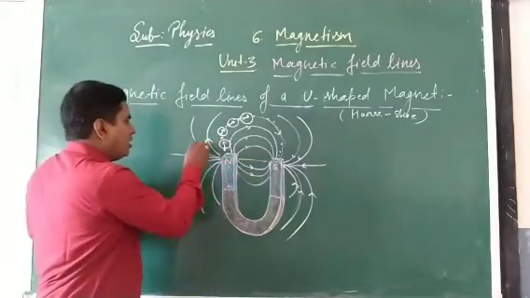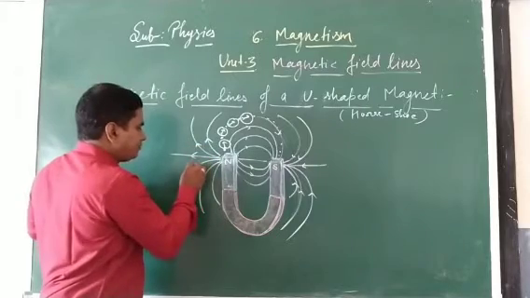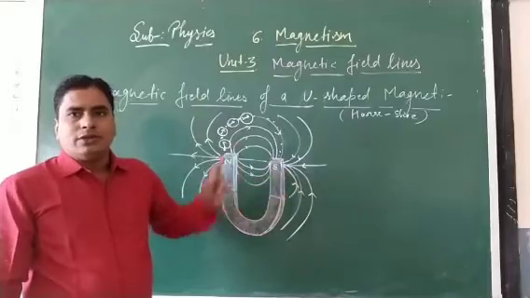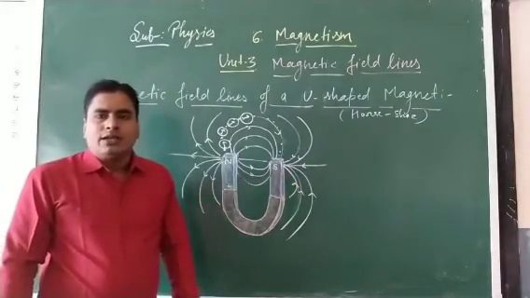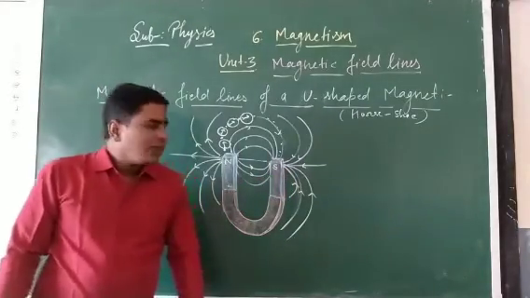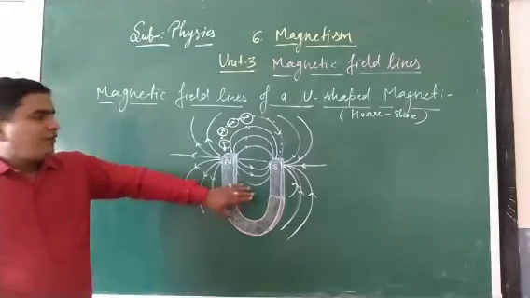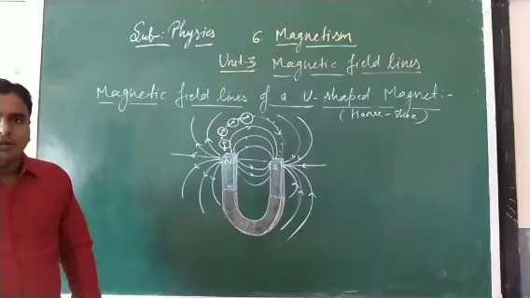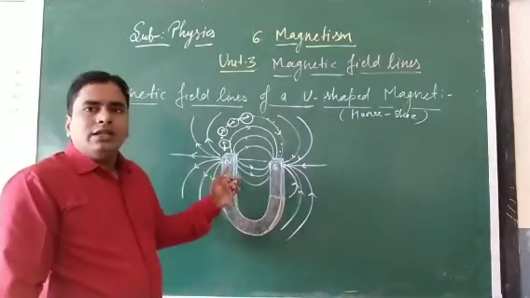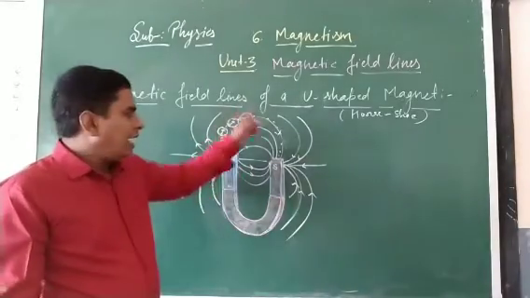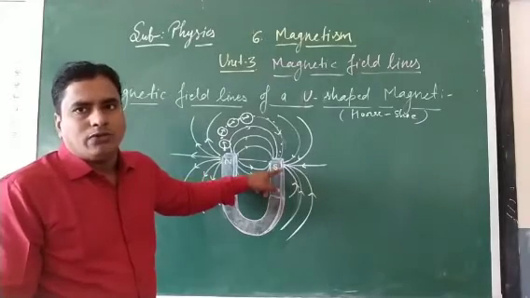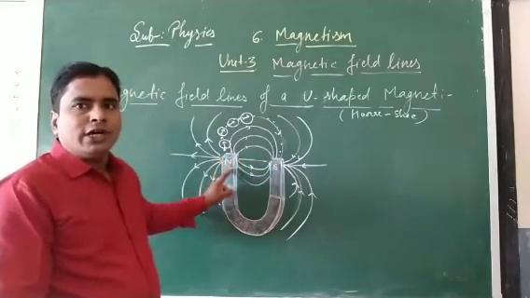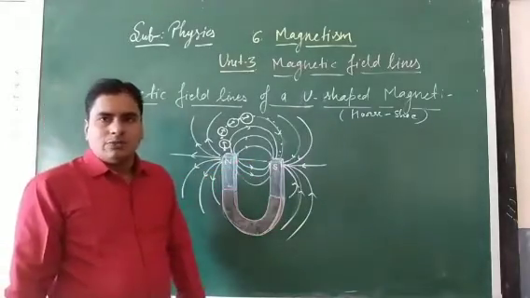So again here multiple lines are drawn from north to south. In this way, we can draw the multiple lines of a horseshoe magnet or U-shaped magnet. Again, you can see here the field lines start from the north pole and end at the south pole. By the property of field lines, you know that they always start from the north pole and end at the south pole.